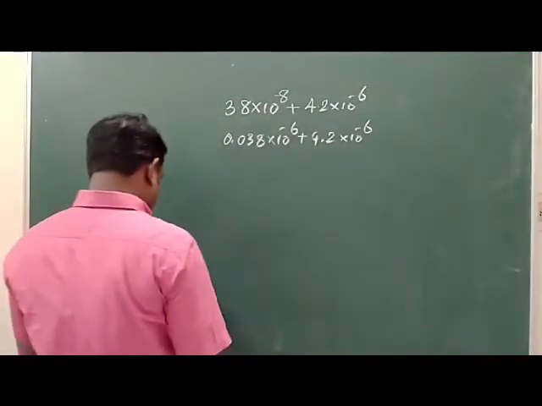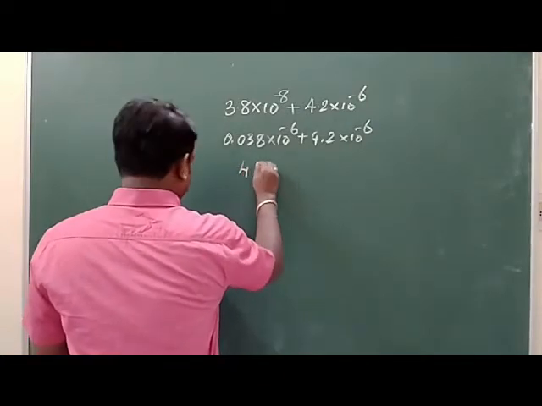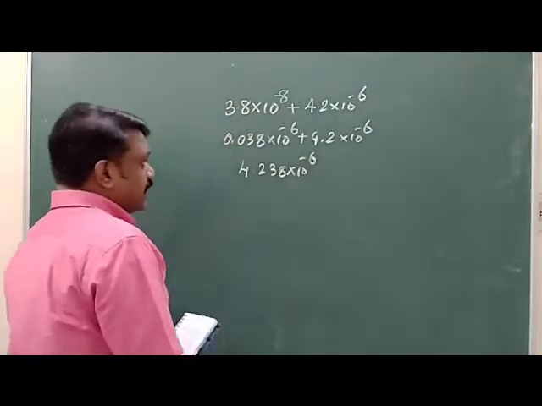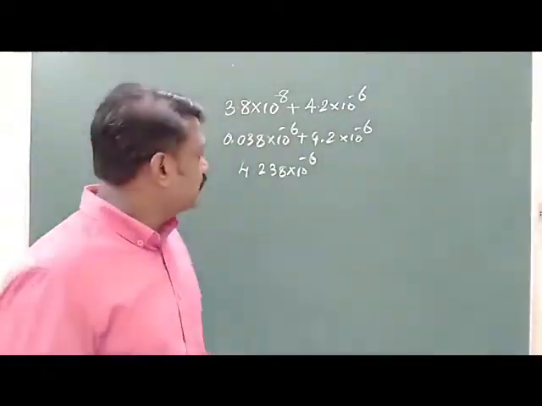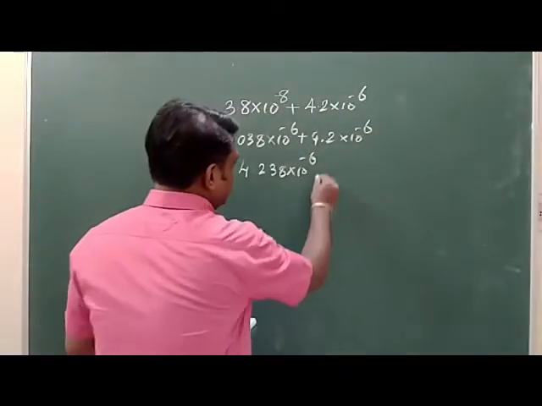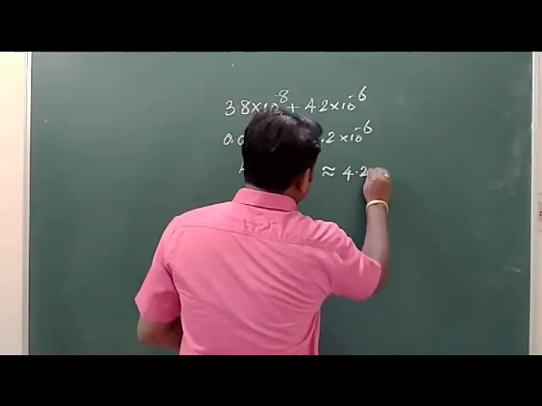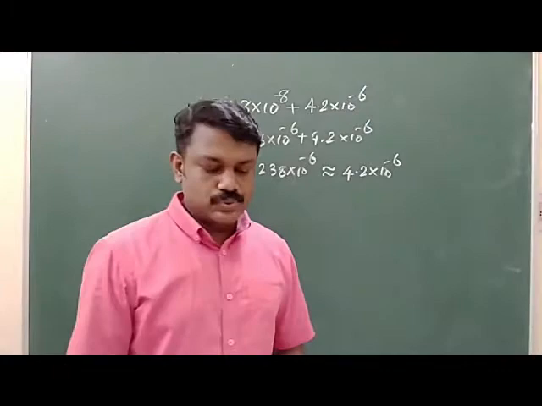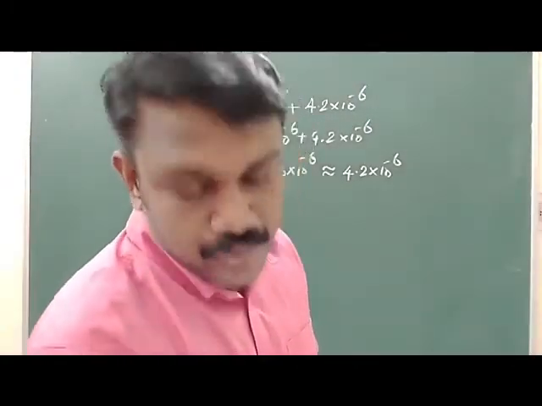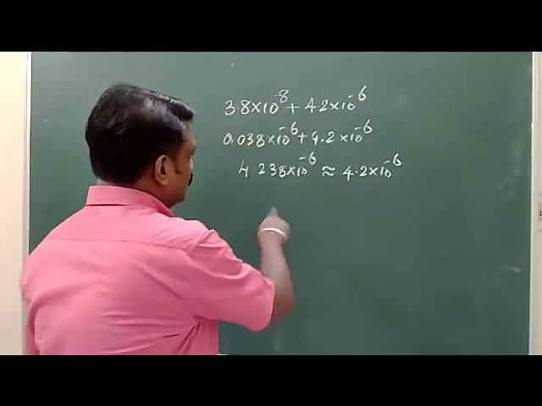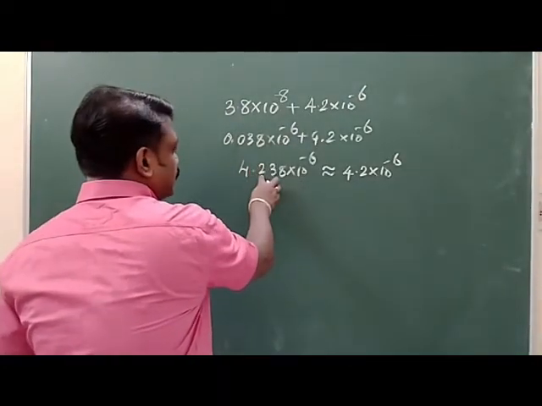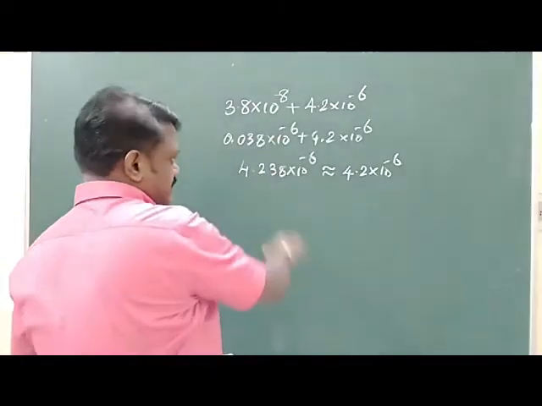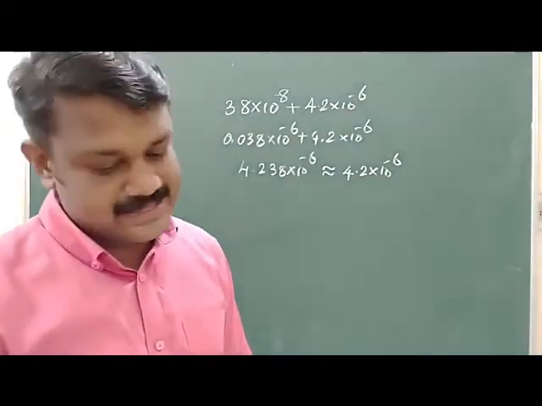When you add these two, you get 4.238 into 10 to the power minus 6. When we round this to two significant figures, it comes to 4.2 into 10 to the power minus 6. So that is the answer for this question. When rounding off to two significant figures, the number next to 2 is 3, less than 5, so you keep the 2 itself. So 4.2 into 10 to the power minus 6.